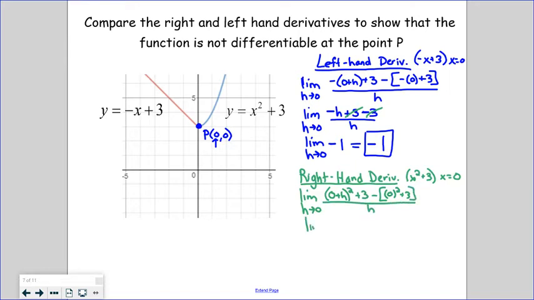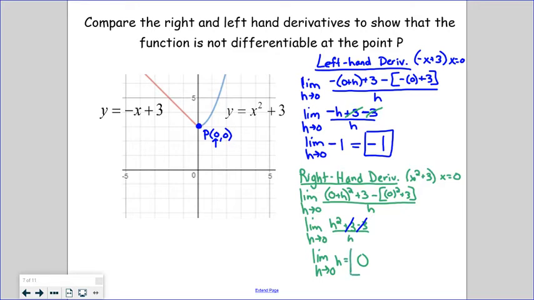Clean it up. 0 plus h is just h, squared is h squared. 0 plus 3 is 3. Distribute that negative. 3 minus 3 is gone. H squared over h will simplify down to just h. And then I can directly sub in 0. Well, when I directly sub in 0 to just h, it's just 0.